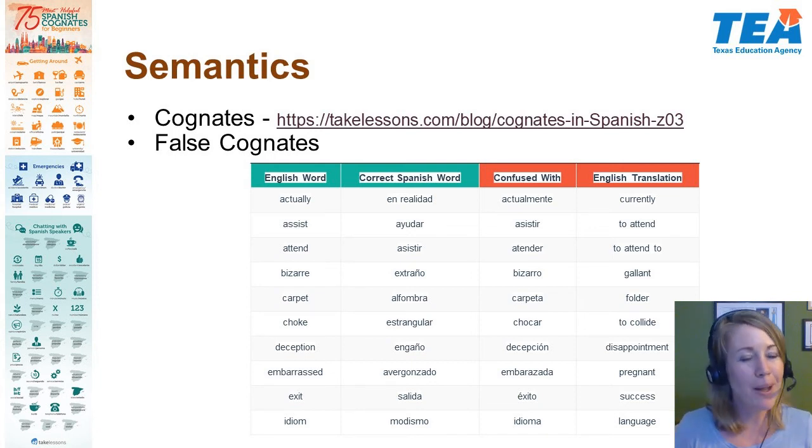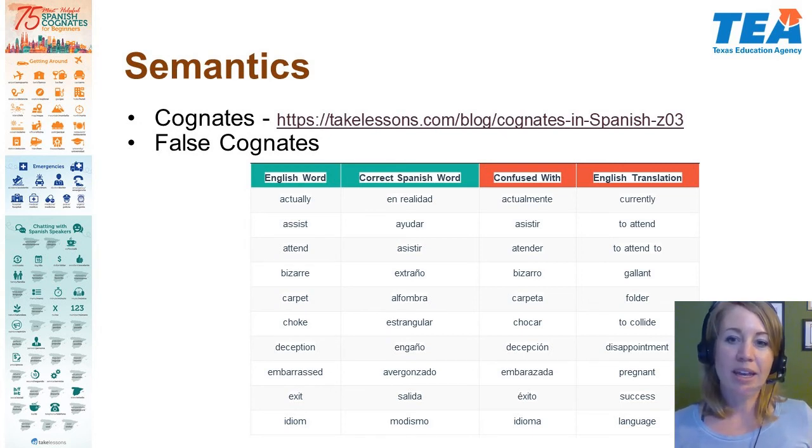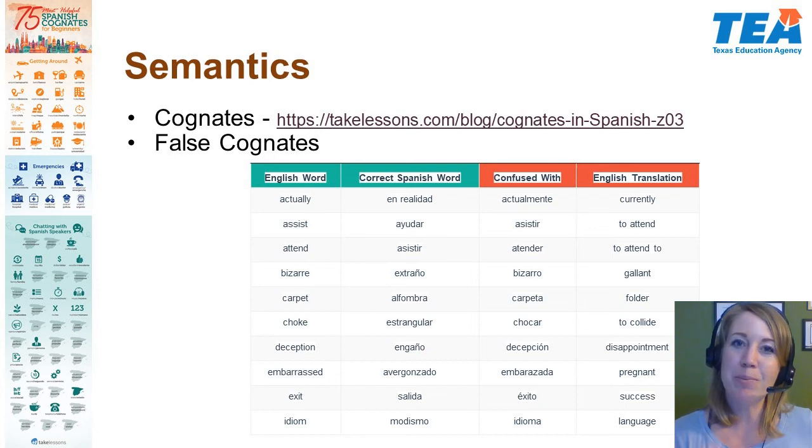embarrassed. The problem is that in Spanish, there's the word embarazada. I'm probably saying that wrong too. But that word sounds a lot like the English word embarrassed. So typically, English speakers will hear that Spanish word, embarazada, and they think it means embarrassed because it sounds the same. And it's not spelt the same, but it's very close, similar in spelling. The problem is in Spanish, that word means pregnant.